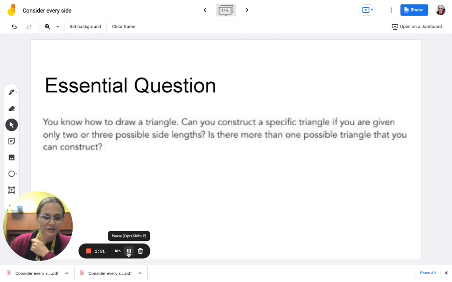And here's our essential question. You know how to draw a triangle. If I said draw your very favorite triangle, you could draw any triangle, and it wouldn't take you any time at all. It would be easy.